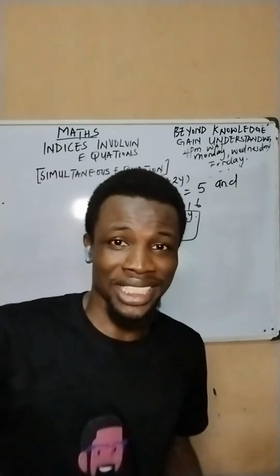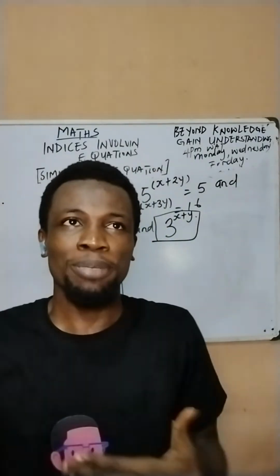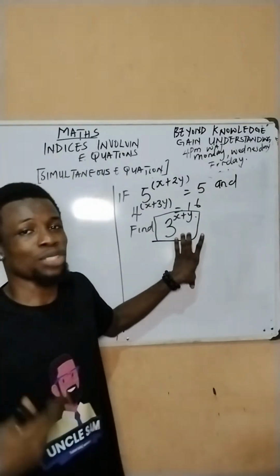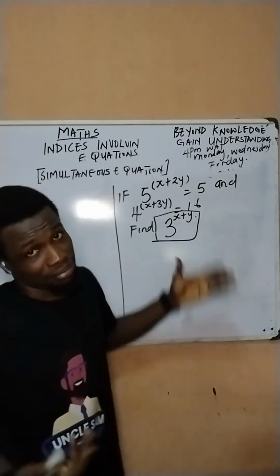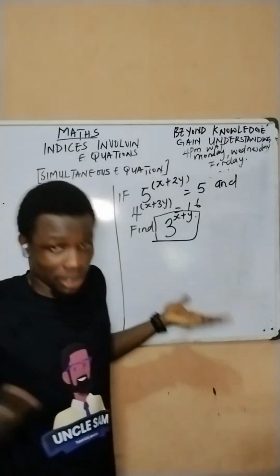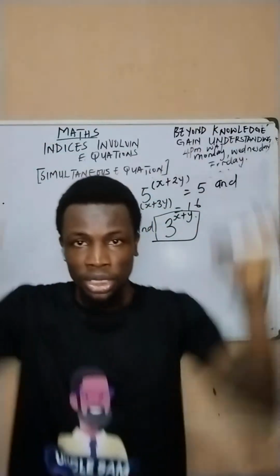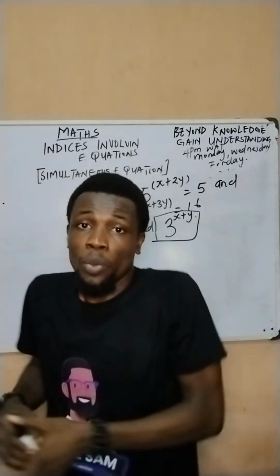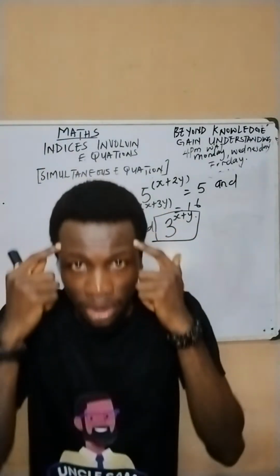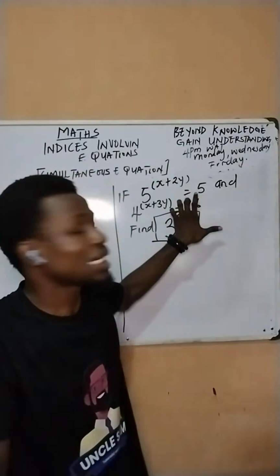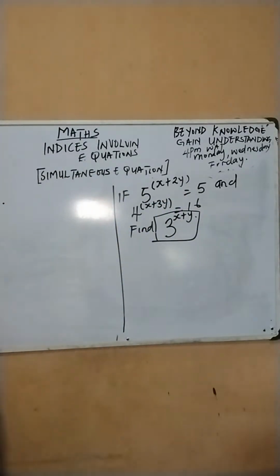Now, why is this question this way? There are a couple of reasons. Since we are talking about indices, which has to do with a base and a power, it's very right for this equation to come this way. It's what you expect, because it's not spelled out, it's not the topic of simultaneous equation that we are discussing. We're just implementing knowledge of simultaneous equation in solving indices. That is what we are doing. So let's get into it.